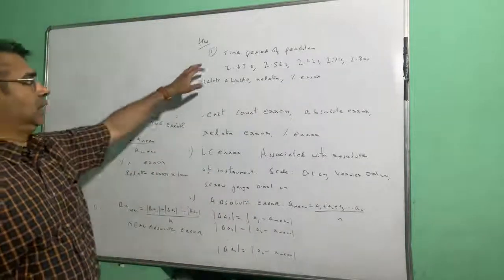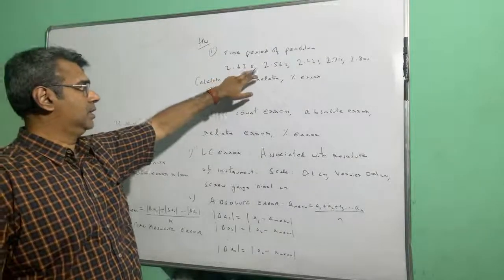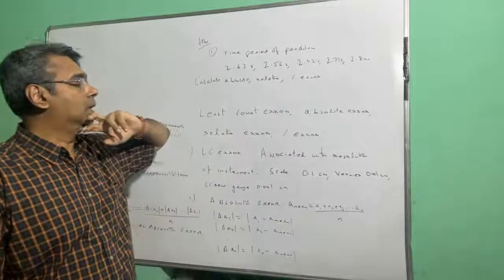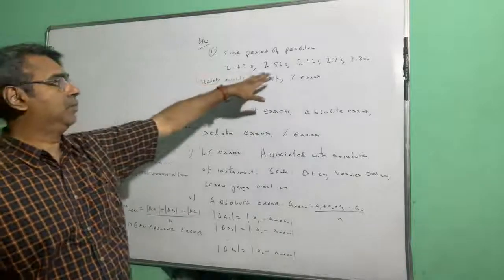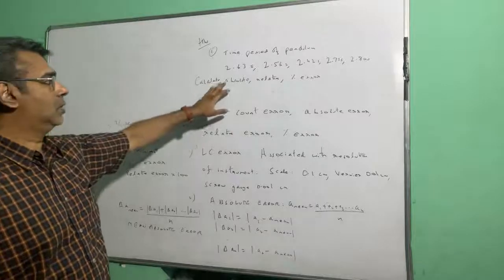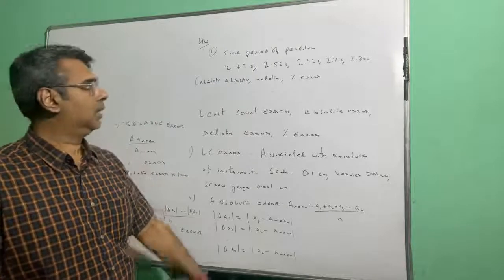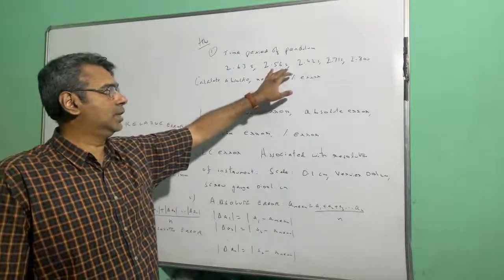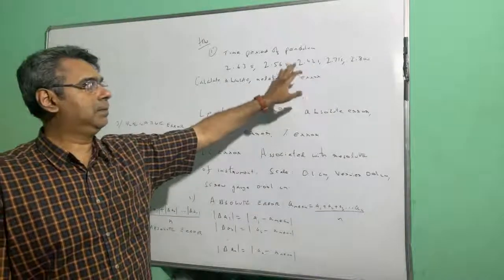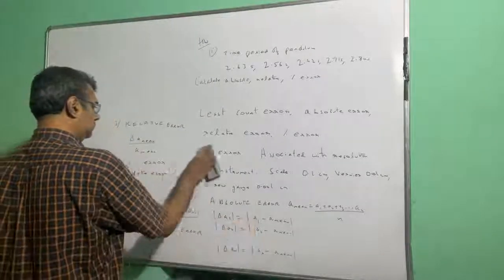The first question is: the successive readings of the time period of a pendulum are 2.63 seconds, 2.56 seconds, 2.42 seconds, 2.71 seconds, 2.80 seconds. What is the absolute, relative and percentage error? You are measuring the time period of a pendulum, and these are the successive readings: 2.63, 2.56, 2.42, 2.71, 2.80. What is the absolute, relative and percentage error? This is question number 1.